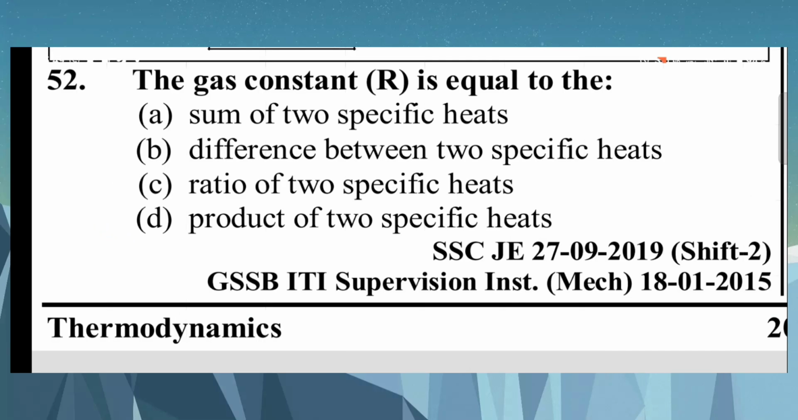The gas constant R is equal to the A sum of two specific heats, B difference of two specific heats, C ratio of the two specific heats, D product of two specific heats. B, difference of two specific heats, equal to Cp minus Cv. Cp क्या है? Heat addition at constant pressure, and heat addition at constant volume is Cv.